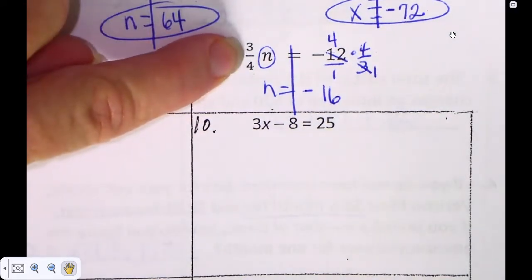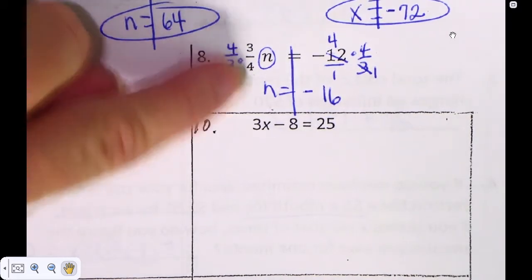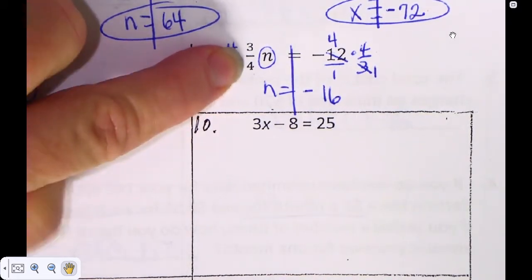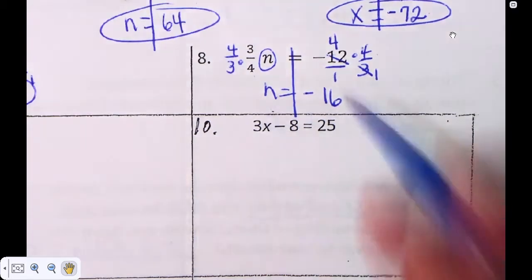Okay, we could change that to a decimal. 3/4. We know what it is, don't we? 0.75 times negative 16. Good. Circle.